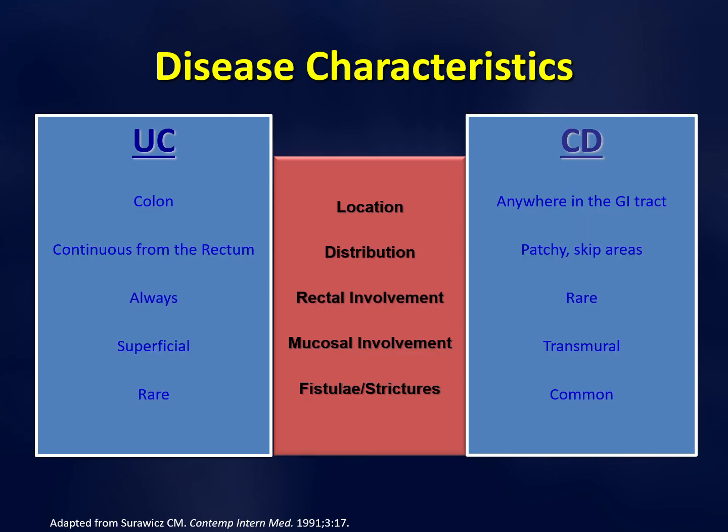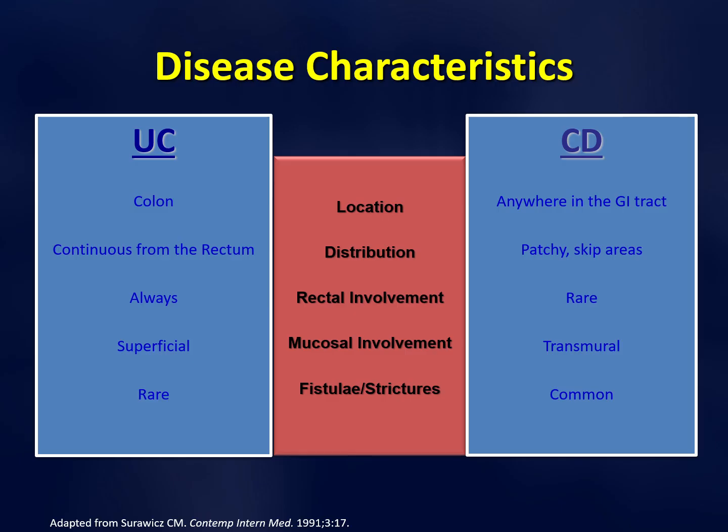This slide summarizes the disease characteristic differences between ulcerative colitis and Crohn's disease. When it comes to ulcerative colitis, the location involves only the colon, whereas Crohn's disease can be located anywhere in the GI tract. When it comes to distribution, ulcerative colitis has a continuous mucosal involvement starting in the lower rectum and extending upwards, whereas the distribution of the disease mucosally in Crohn's disease is usually patchy and segmental with skip areas of normal mucosa between two areas of inflamed mucosa.